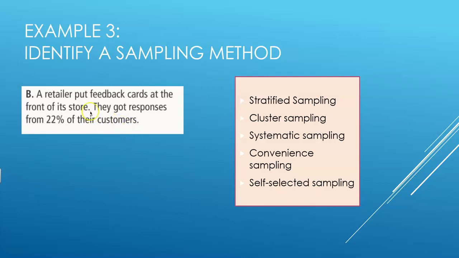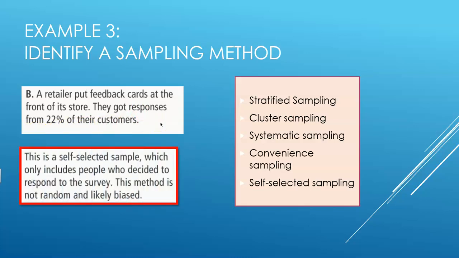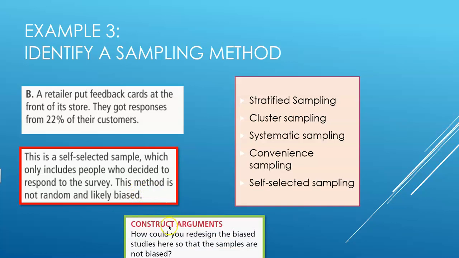Here we've got a retailer who put feedback cards at the front of the store. They got responses from 22% of their customers. This would be self-selected, the ones that volunteered to do it, which only includes people who decide to respond. This method is not random and likely biased. And something to think about is, could you redesign the study so that their samples are not biased?